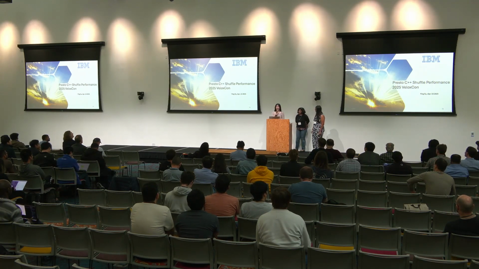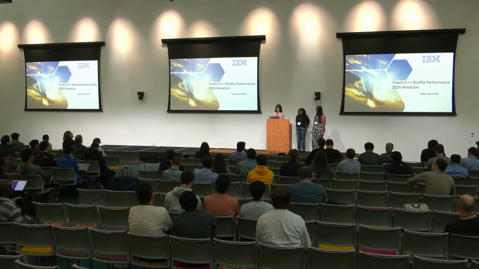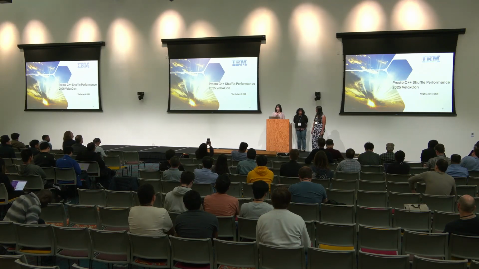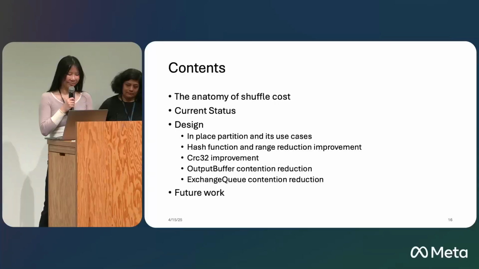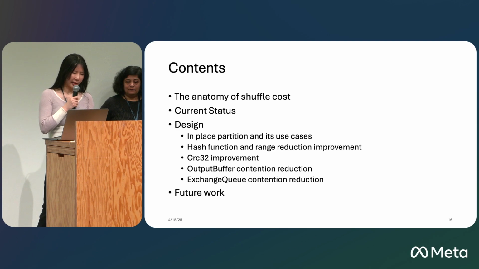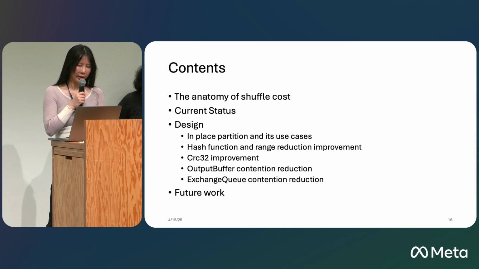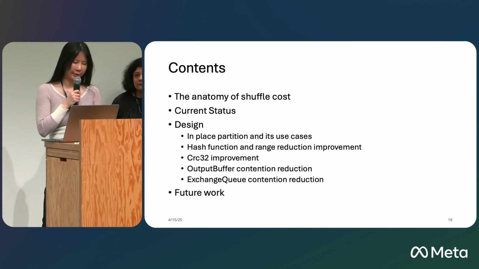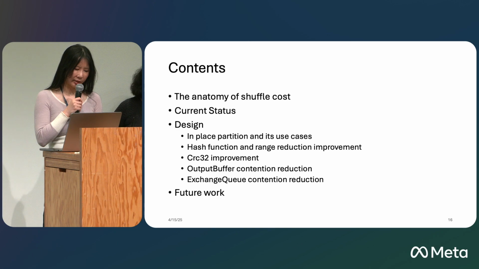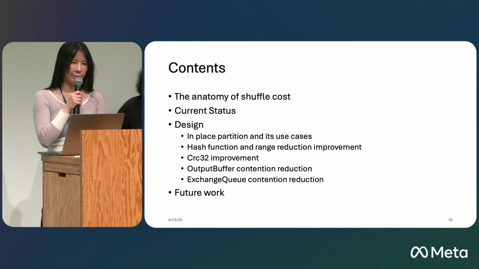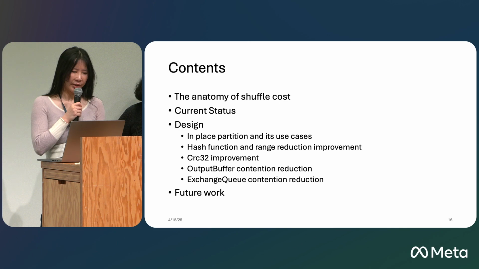So next, I'm going to briefly talk about Presto C++ shuffle performance. This is ongoing work. It's far from finished, but it's quite interesting. I will first talk about what consists of the shuffle cost and what we have done so far, and we'll briefly go through the design, implementation, and so on. But these are in a very preliminary stage, so just some data points and discussions.